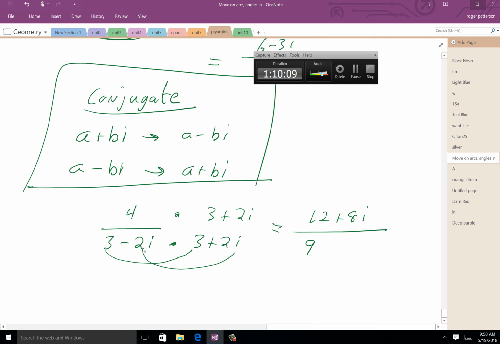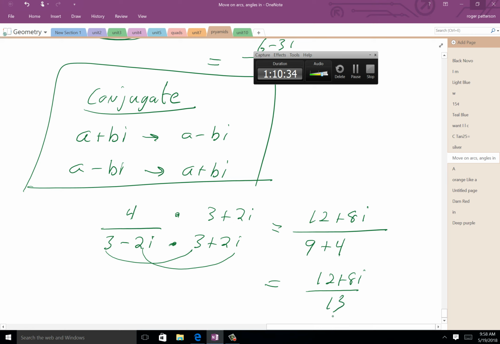So I have a negative 4i squared, but really what's that going to be? Plus 4, right? Because again, i squared is negative 1, so it's flipping the switch. Positive to negative, negative to positive. There it is. It's done.